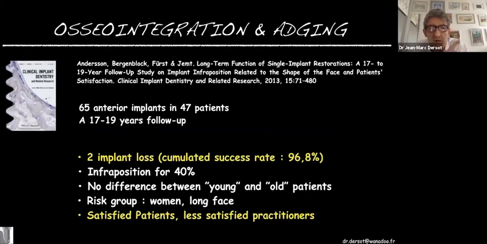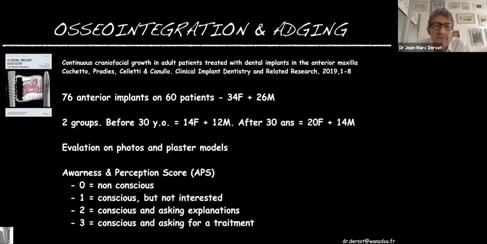We know this from the study coming from Switzerland. Again, two groups of risk: women, long faces, satisfied patient, less satisfied practitioner. It's very important to ask the question to the patient also. And this latest study is from an Italian team. As you can see, there are 76 single anterior implants on 60 patients, two groups, before 30 years old and after 30 years old.